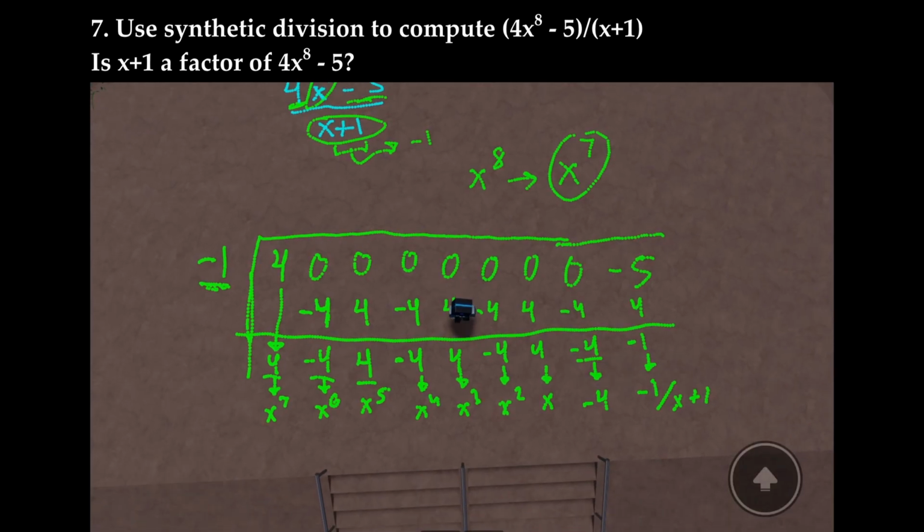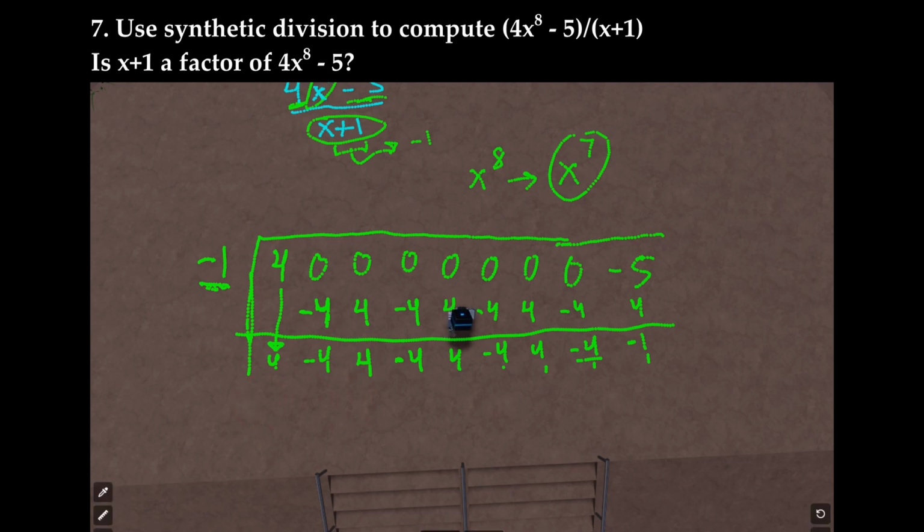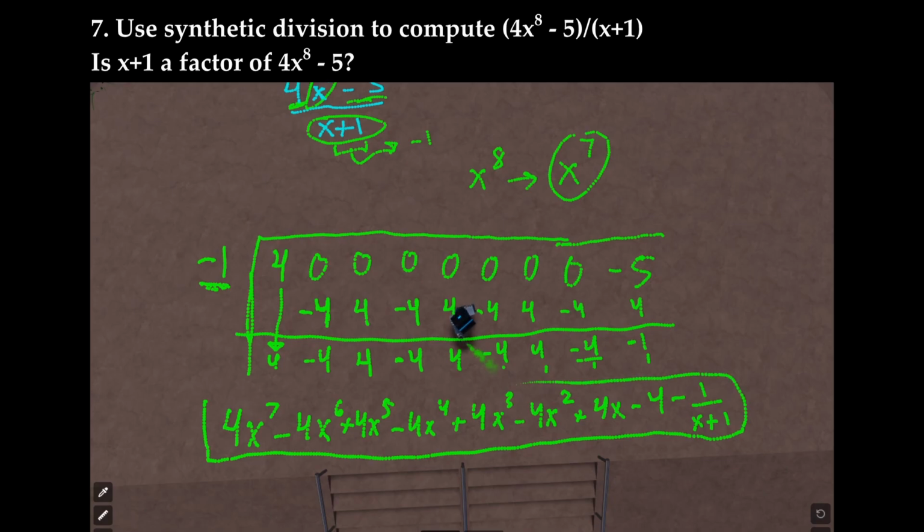So now let me just rewrite all of this as one big expression. Basically we're going to have 4x to the 7th power minus 4x to the 6th power plus 4x to the 5th power minus 4x to the 4th power plus 4x to the 3rd power minus 4x to the 2nd power plus 4x minus 4 minus 1 divided by x plus 1. So that is a massive problem, and we're all done with it.